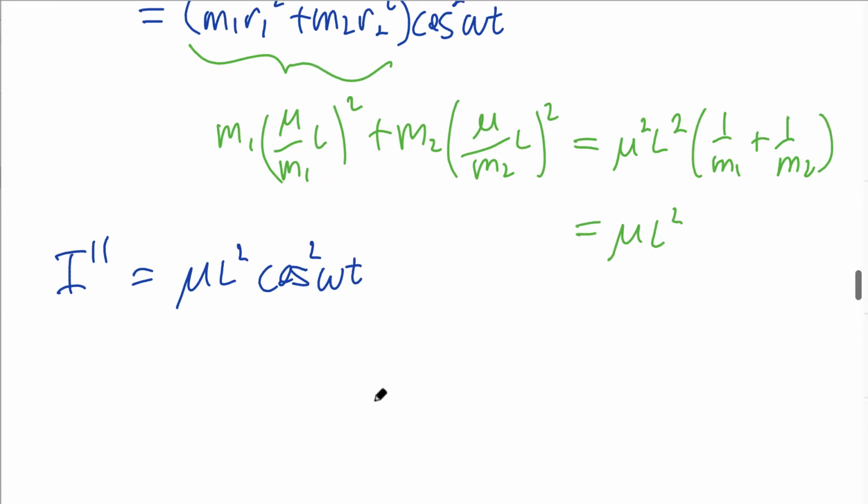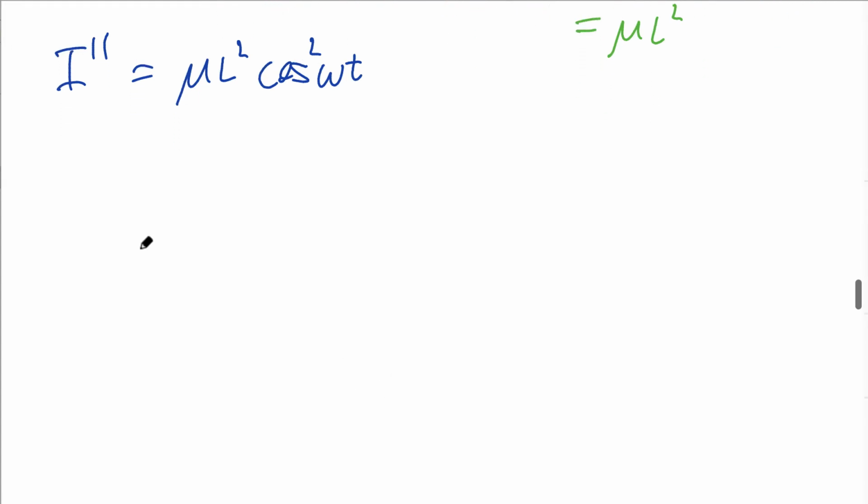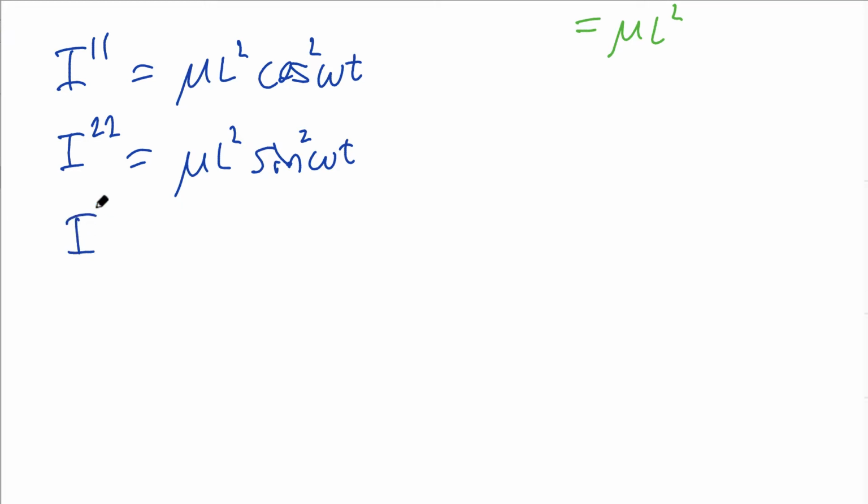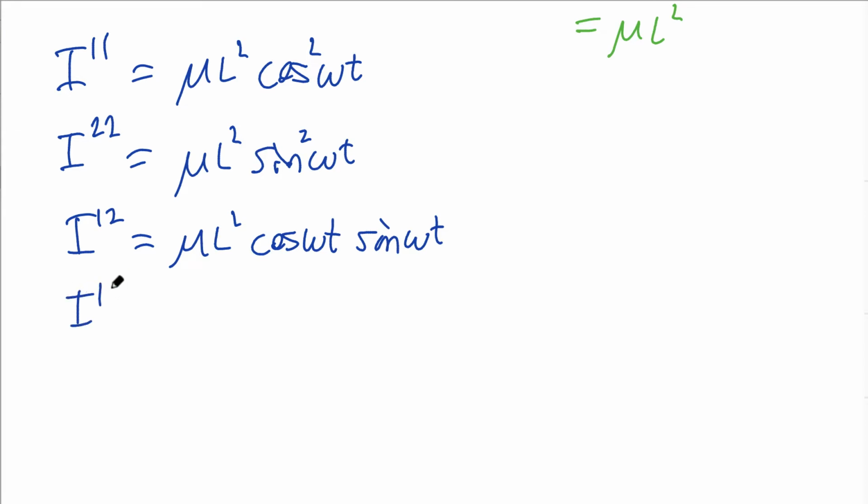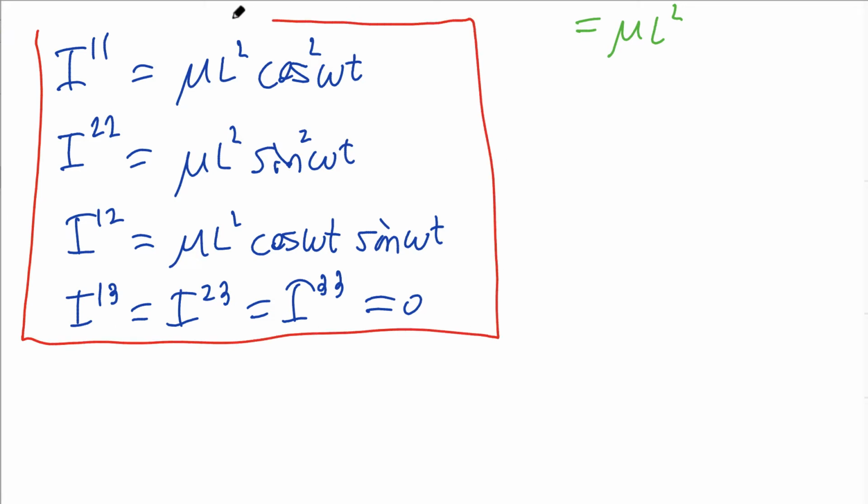The remaining components of I can be computed very easily as well. The results are I22 equals mu L squared times sine squared of omega t. I12 is equal to mu L squared times cosine omega t times sine of omega t, and all of the other components vanish. I13 equals I23 equals I33 equals 0. So this is the second moment of the mass distribution.